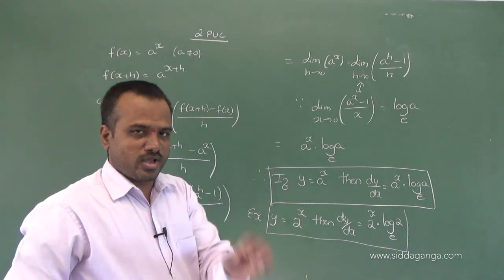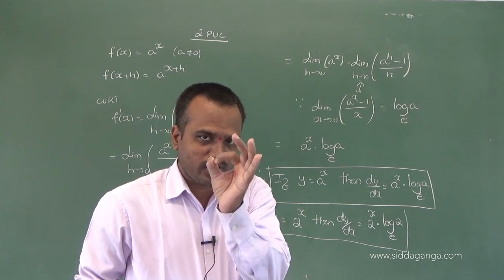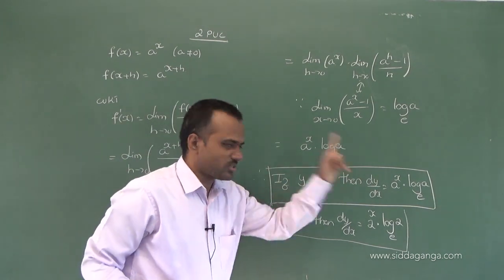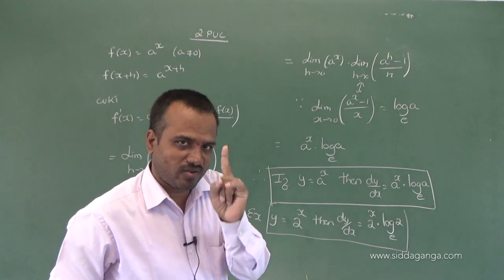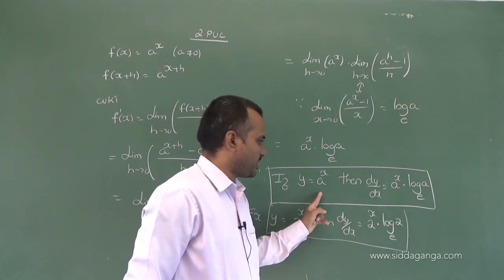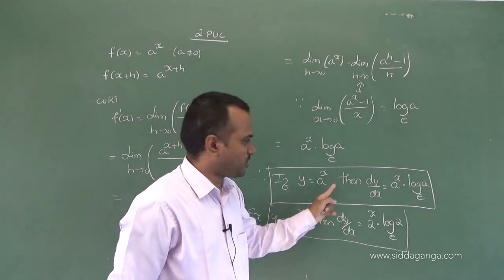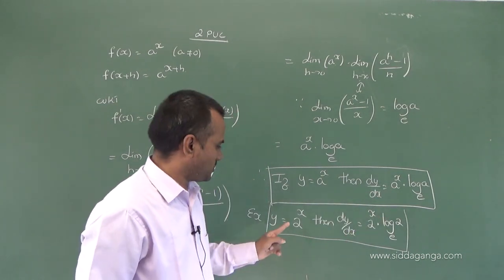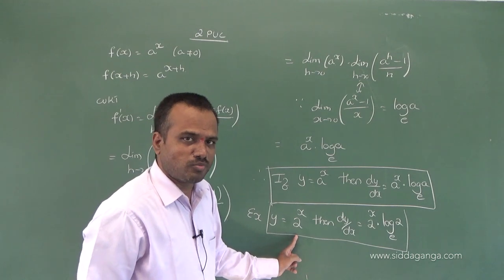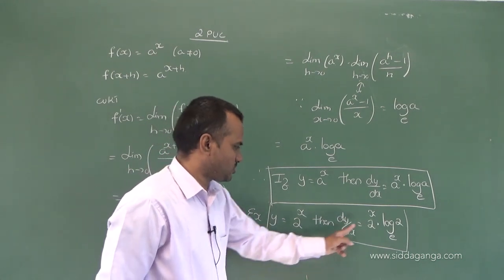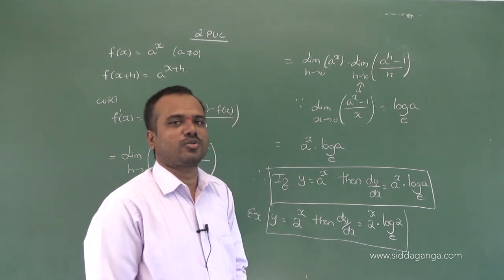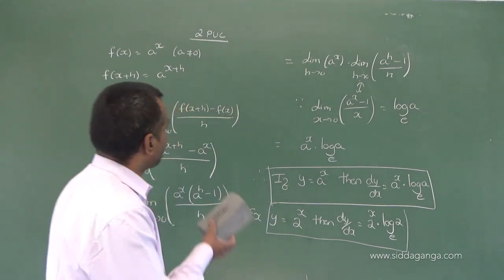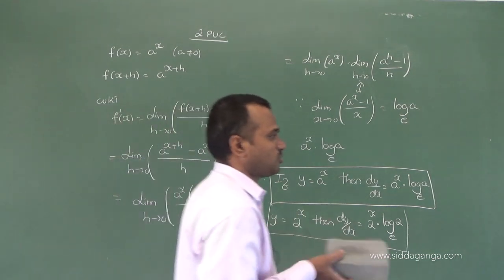One more. The derivative of e power x is e power x. The derivative of a power x is a power x into log a to the base e. For example, the derivative of 2 power x is 2 power x into log 2. One more formula, so remember this one also. Next, one more formula.